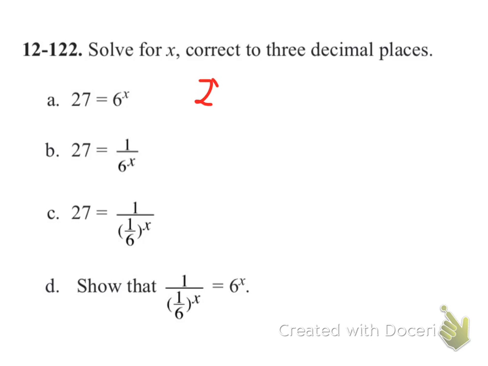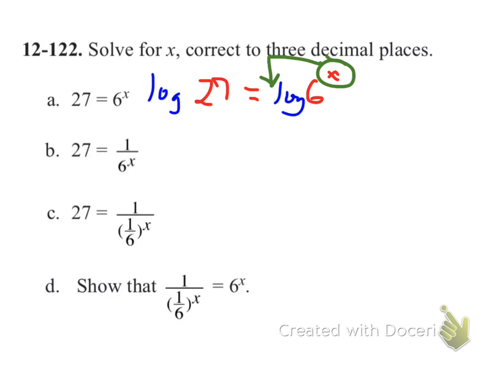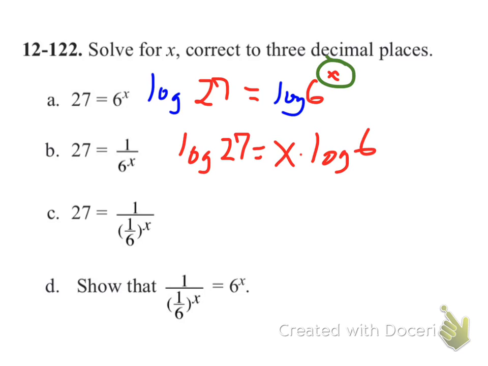So I have 27 equals 6 to the x. What I'm going to do is take the log of both sides. And when I do that, what that allows me to do is take my exponent and move it out front using that power property that I had mentioned. So this problem now becomes x times the log of 6 equals the log of 27. And to solve for x, I'm going to divide by the log of 6 on both sides.